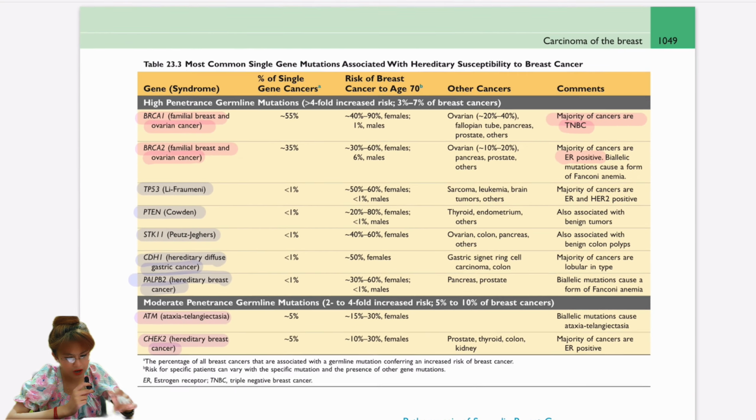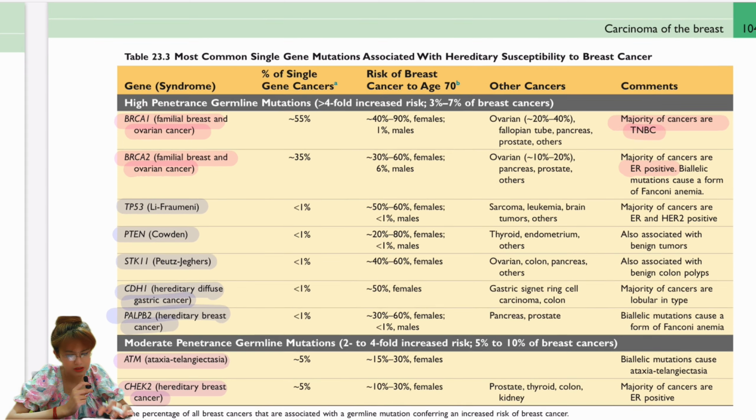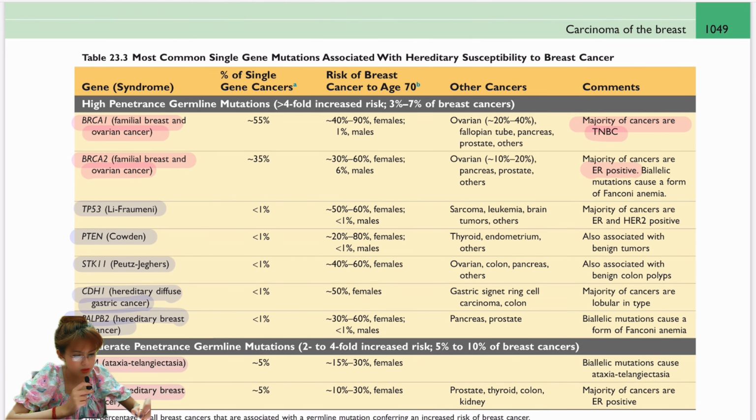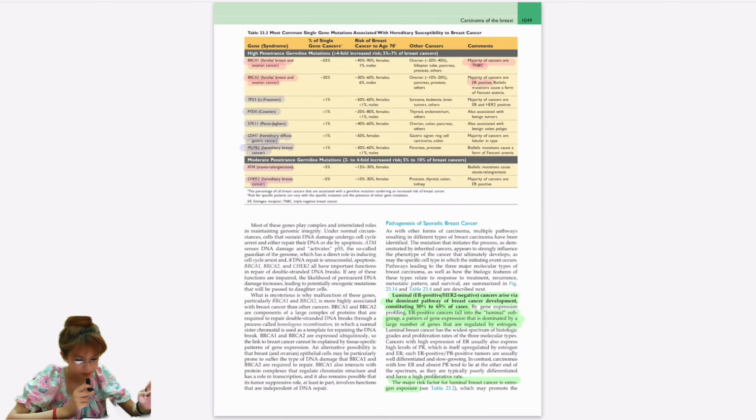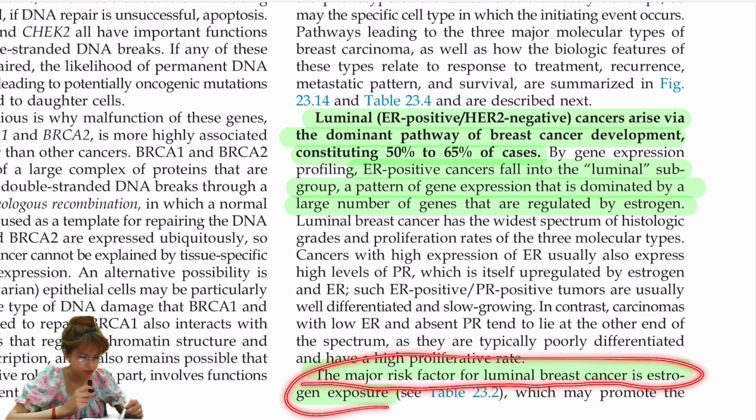Here you can see this chart. The important points are mentioned in this chart which I was talking about, all these conditions and the genes and the kind of cancers that they are associated with. And here you can see that BRCA1 is associated with TNBC and BRCA2 is associated with ER positive cancer. The major risk for luminal breast cancer is estrogen exposure.